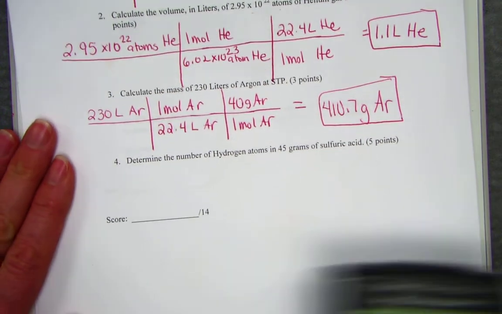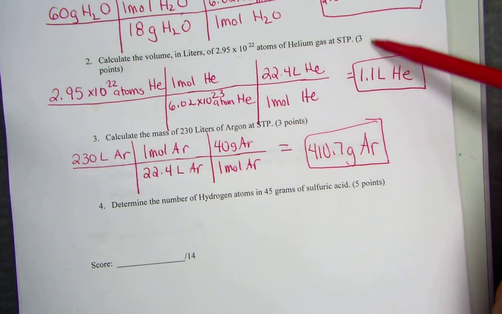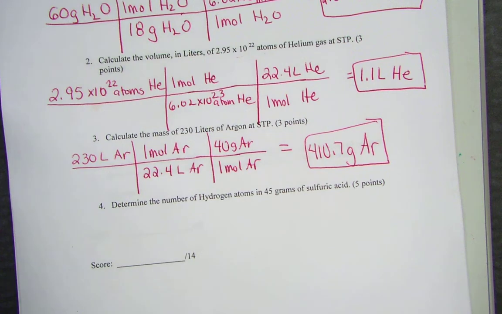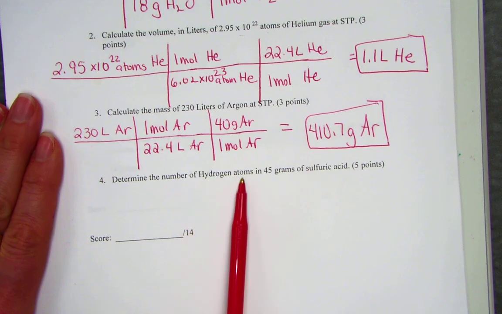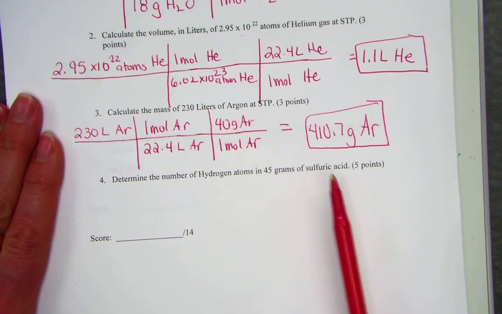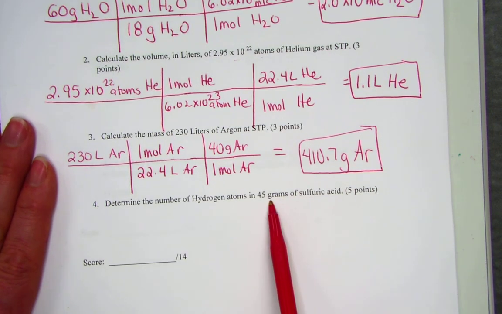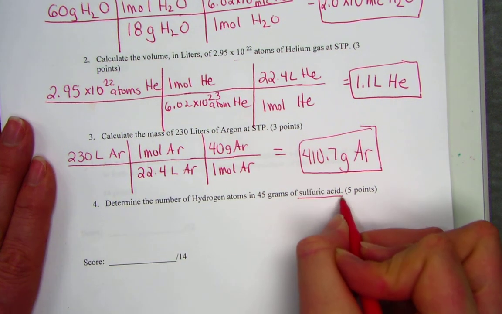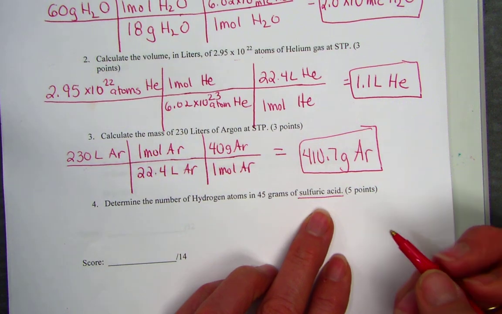And one more. Now I just want you to notice something. So far, our journey has had 3 points apiece. Something must be unique. This one is worth 5 points. Kind of giving us a clue. This might have a little bit extra work involved. Let's take a read through. Determine the number of hydrogen atoms in 45 grams of sulfuric acid. Given a mass, we want to know the number of hydrogens. We better first go to work with some nomenclature skills and turn sulfuric acid into a formula.